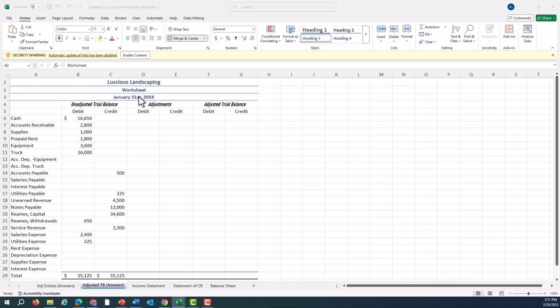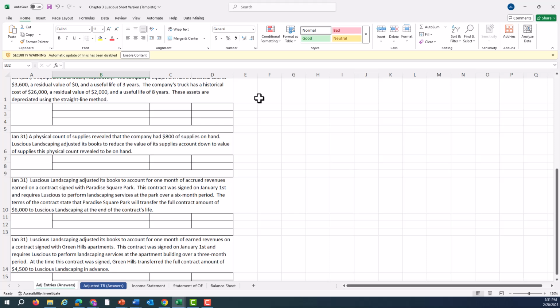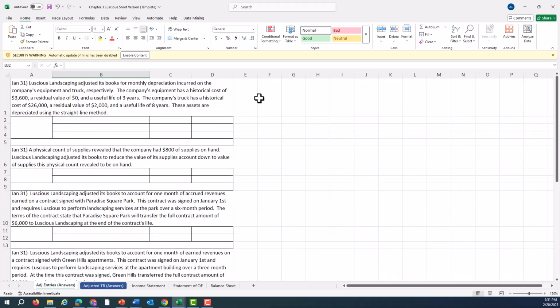We need to make adjustments at the end of January to make sure that we have all the revenues and expenses that we incurred during January on January's books, which is why we have to record, switching tabs here, adjusting entries. So we have a list of adjusting entries that we have to record here. I'll start with the very first one.